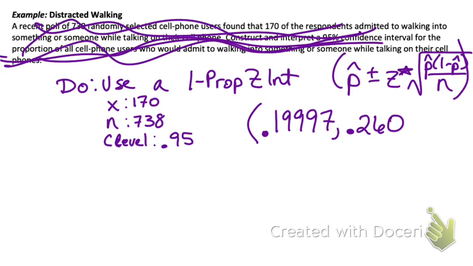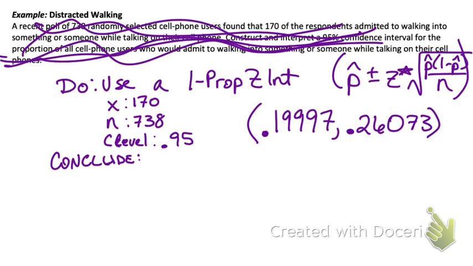What did you get for your interval? 0.19997, comma, 0.26073. Thank you. All right, you guys. We stated, we planned, we did, and now we've got to conclude. Do we not put the p hat in the end? You do not have to rewrite the p hat or the n. If you write them, that's fine. If you don't, you don't have to. It's not a big deal.